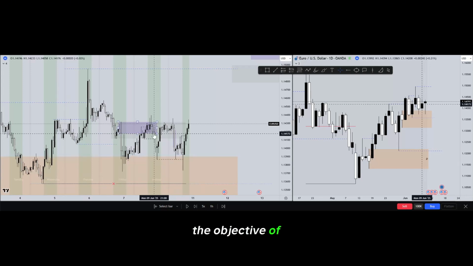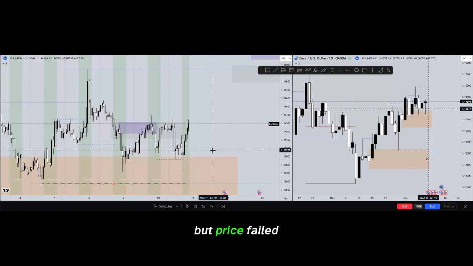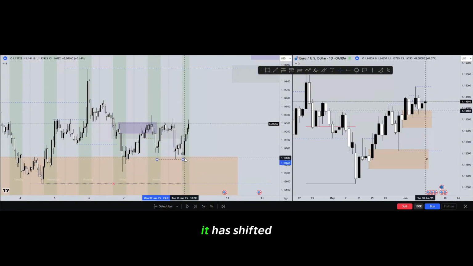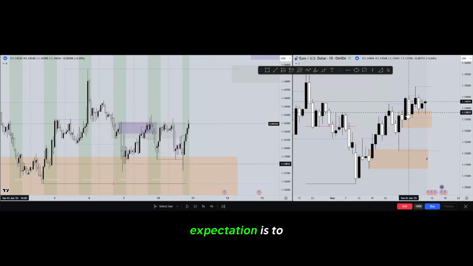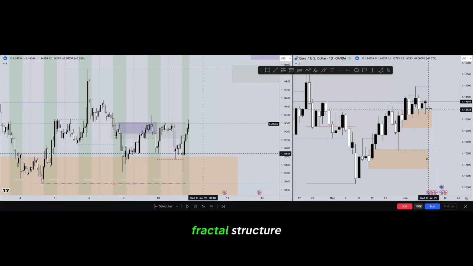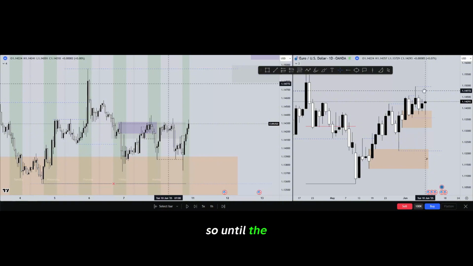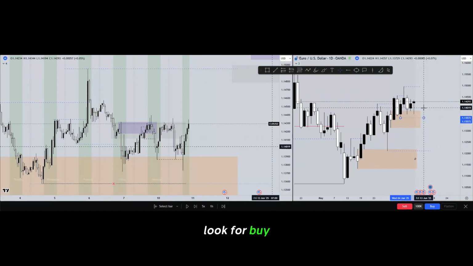The objective of this price leg should be to break and close below this low, but price failed to do so, so it has shifted the bias to bullish. We should be looking for bullish bias from this leg, even though on the daily the expectation is to sweep this low and continue higher. Still, this is a fractal structure, so until the fractal structure shifts to bearish, we can still look for buy setups.